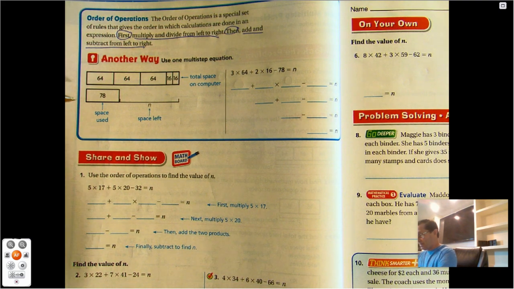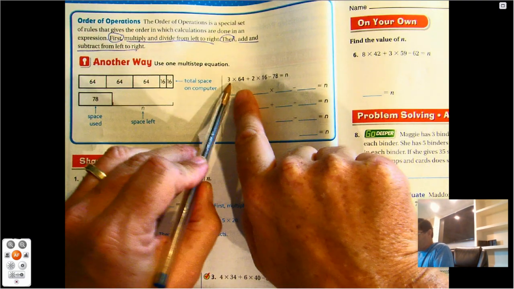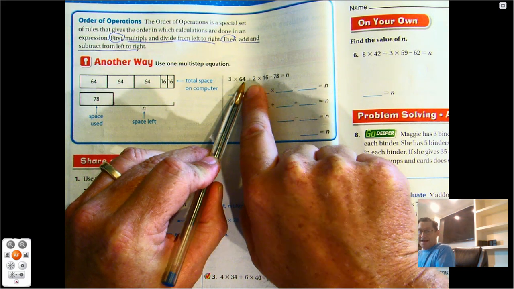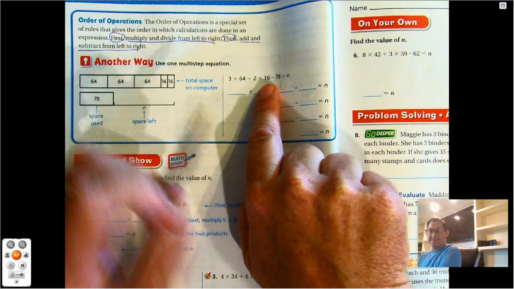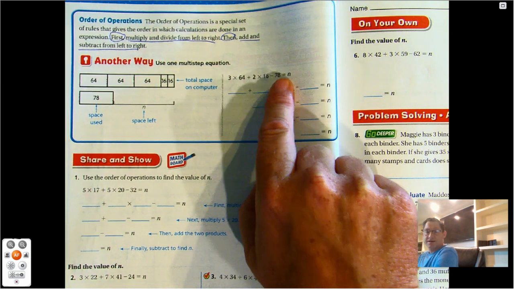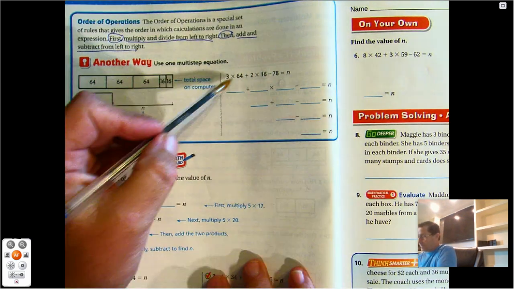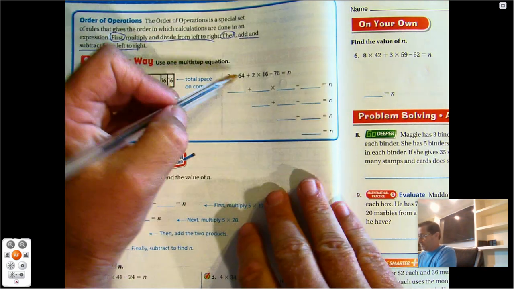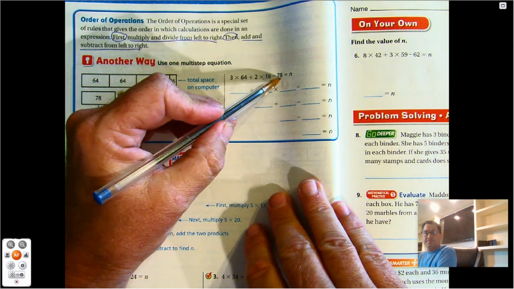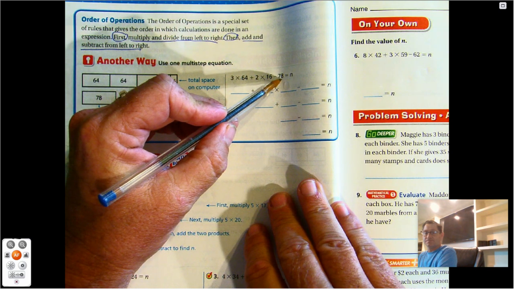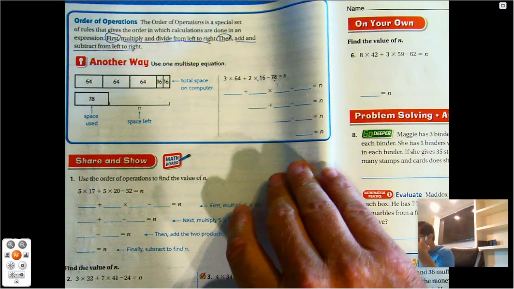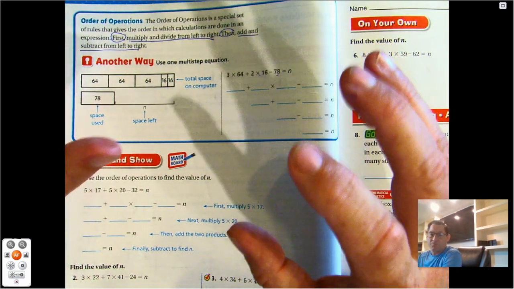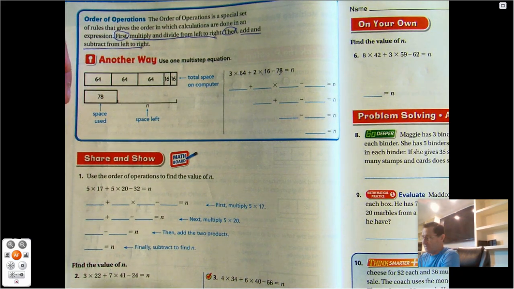So our problem was we had 3 hard drives with 64 gigabytes. We added the 2 hard drives of 16 gigabytes, and then we subtracted 78. So that's the 3 equations put into one. We have the 2 multiplication problems, and we're going to subtract the 78. All right, so now when we have an expression like this, we can only eliminate one operation at a time. And so we're going to call this simplifying.